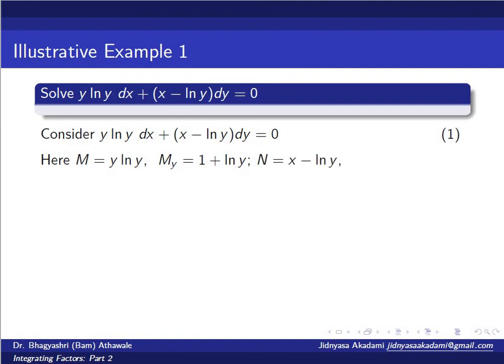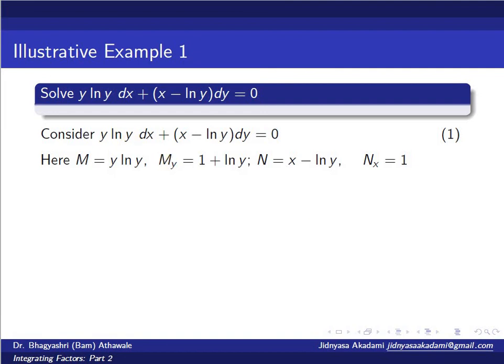Then take n. n is x minus ln y. So dA by n by dA by x is 1. They are not equal, so it is not exact. What is the difference? Their difference is ln y. Now observe m and n carefully. We can divide this difference by m, because ln y divided by y ln y gives a function of y. That means we are going to apply rule 2.